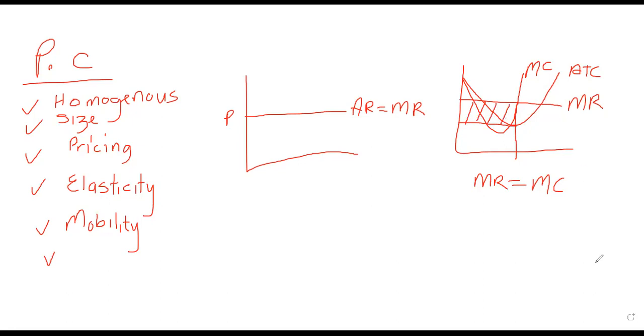The next market that we looked at was what? Monopoly. Tell me the 5 characteristics of a monopoly. I talked about 10, but just give me any 5. It's an elastic. Yes, it's an elastic. Good.